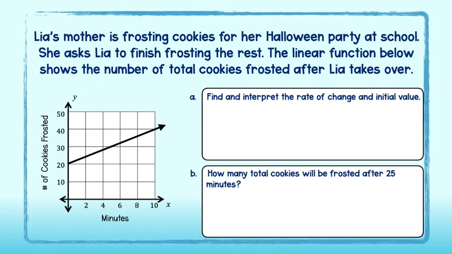Okay, it's your turn. Leah's mother is frosting cookies for her Halloween party at school. She asks Leah to finish frosting the rest. The linear function below shows the number of total cookies frosted after Leah takes over. First, find and interpret the rate of change and initial value, then determine how many total cookies will be frosted after 25 minutes.